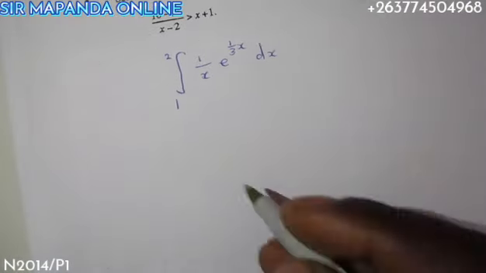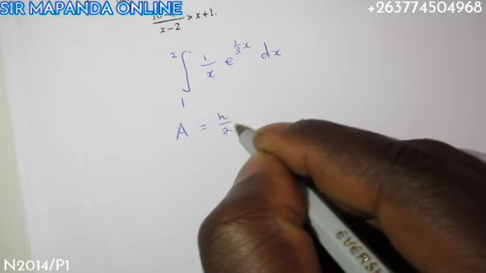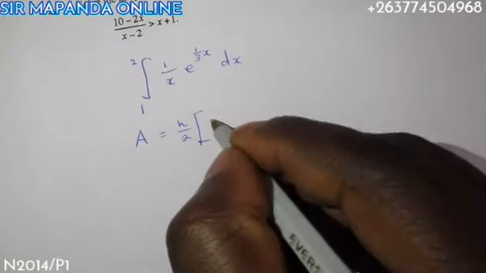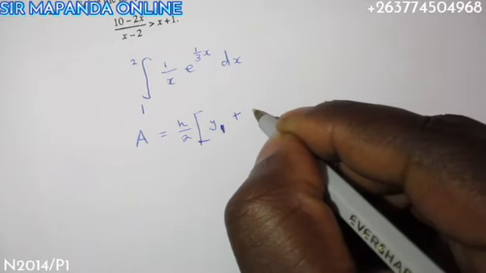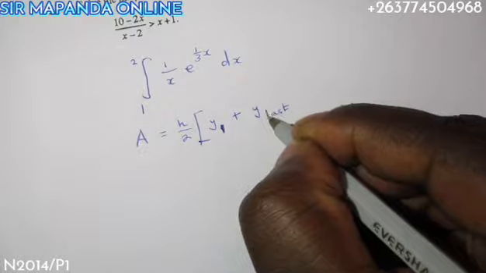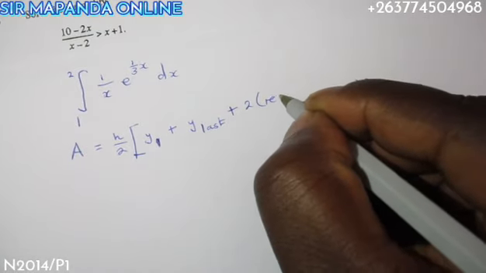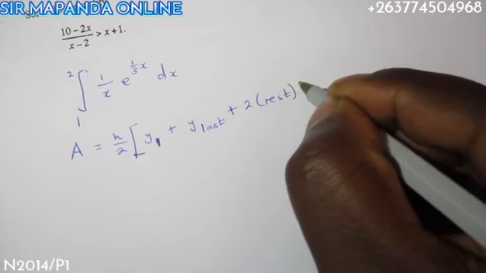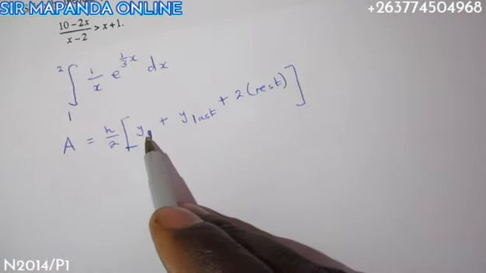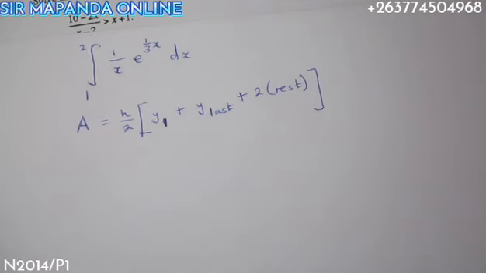Right, so let me write the formula first. A is equals to h over 2. Good. Then you write y1 plus y last plus twice the rest. Inside this big bracket, you add the first y ordinate with the last y ordinate. Then you add with twice the sum of the remaining y ordinates.